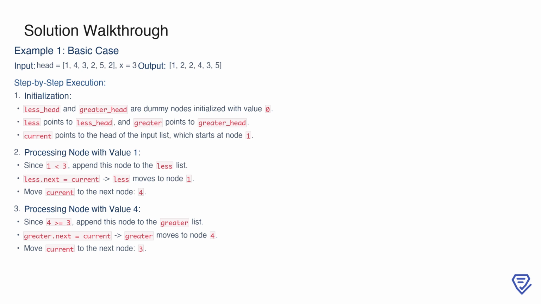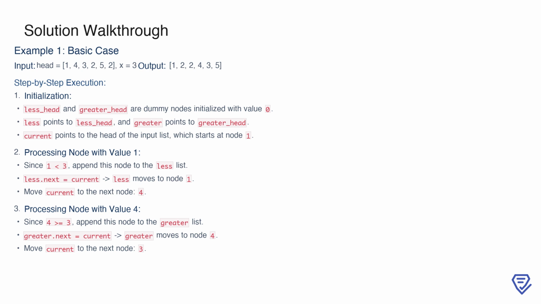Since 1 is less than 3, we append this node to the less list by setting less.next to current. This moves the less pointer forward to the node with value 1. Then, we move the current pointer to the next node, which has a value of 4. For this node, since 4 is greater than or equal to 3, we append it to the greater list.